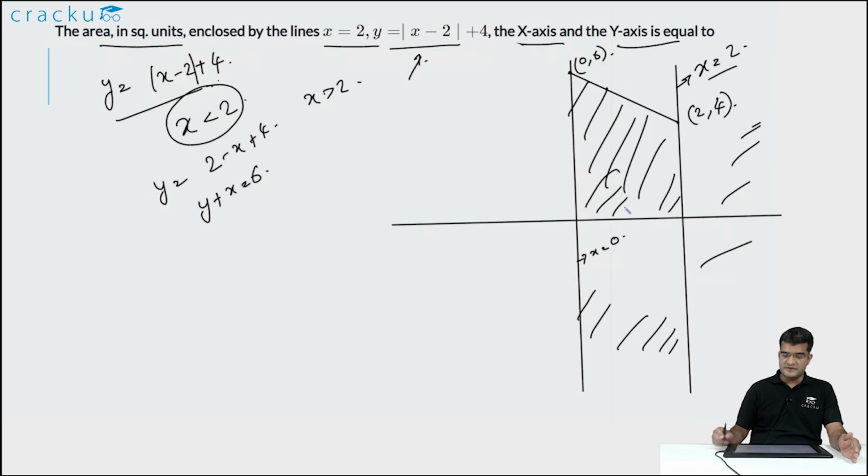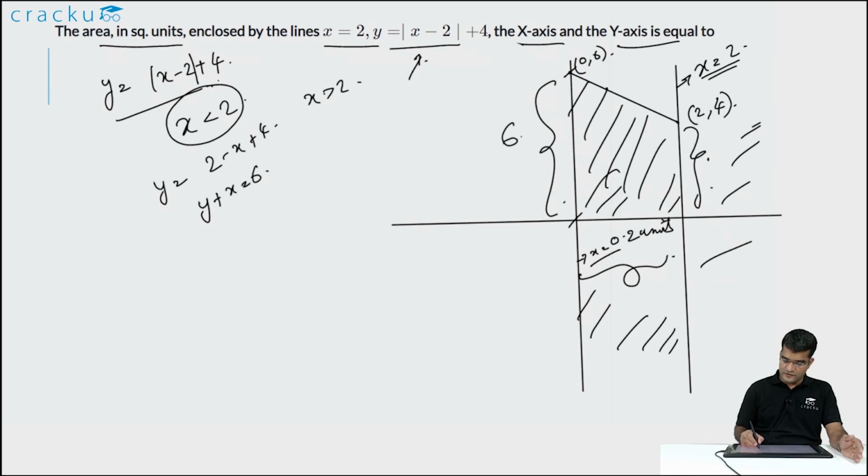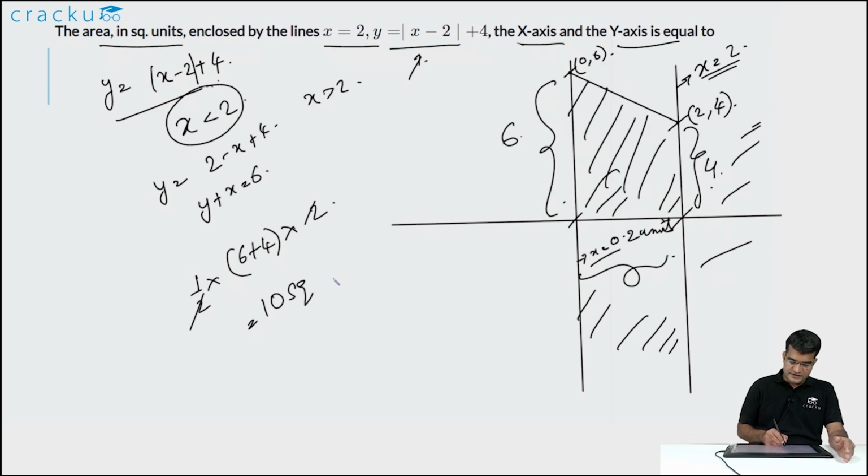To find out the area of a trapezium, we need to know the lengths of the parallel sides and the distance between them. The distance between them is equal to 2 units, because one line is x is equal to 0 and the other line is x is equal to 2. The length of one parallel side is 6 units. This is from 0, 0 to 0, 6. And the length of the second parallel side is 4 units. This is from 2, 0 to 2, 4. So the overall area will be half into sum of the lengths of the parallel sides, which is 6 plus 4, into the distance between them, which is equal to 2. You can cancel 2 and 2. So this will equal 10 square units. So the area that is bounded by the given lines is 10 square units.